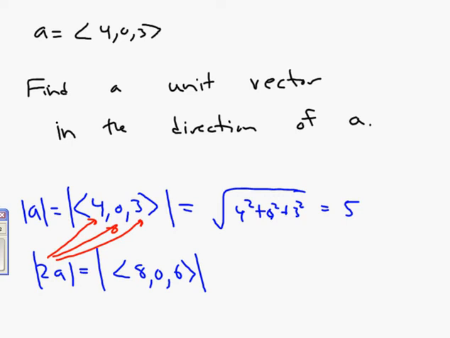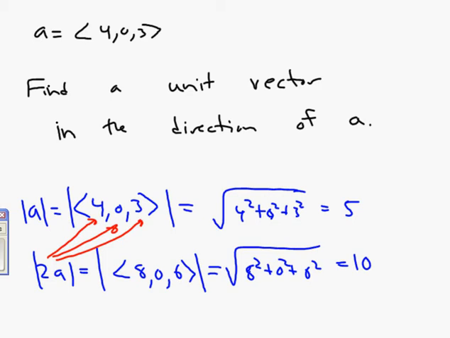What's its length? The square root of 8 squared plus 0 squared plus 6 squared, which turns out to be the square root of 100, which is 10. So the question is, if I have a vector of a given length, and then I multiply it by a scalar, what's the length of the new vector? I think you know the answer. It's the scalar that you multiply by, times the length of the original vector.